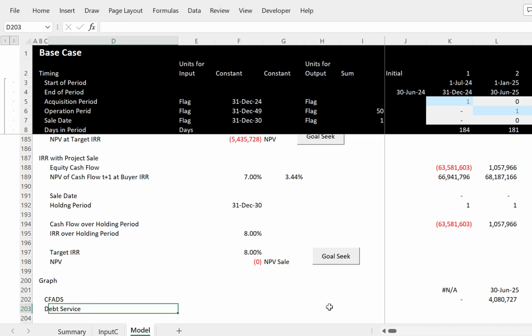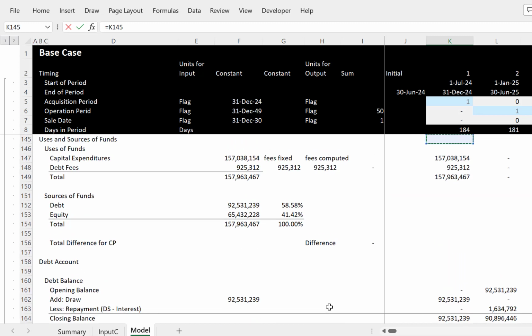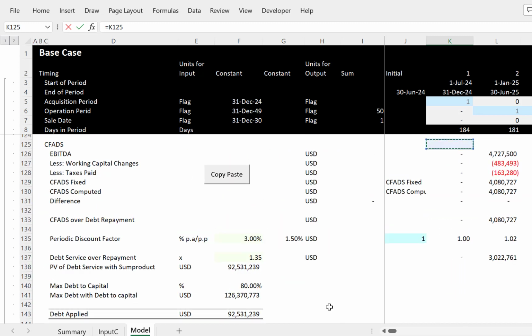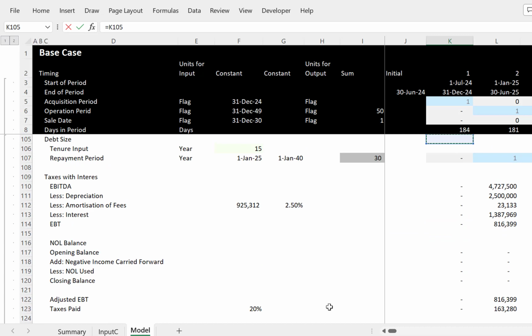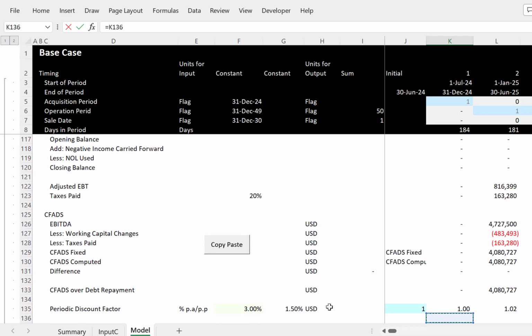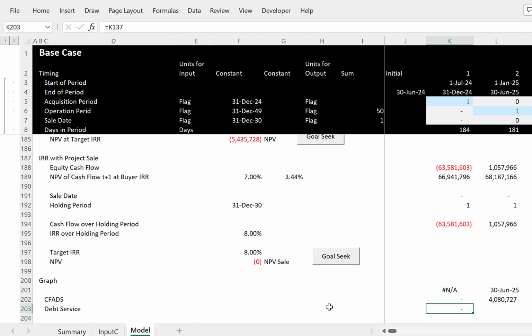Now you can also put that one of the. Excuse me. I'm sorry about that. Okay, I'm a little bit off today here. Where's our debt service? Where's our debt size? And okay, taxes here. Let's see, debt service over the repayment period. Here we go. Okay, and I hope I didn't screw anything up.